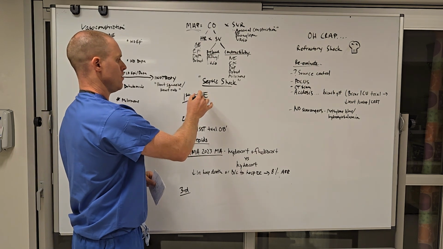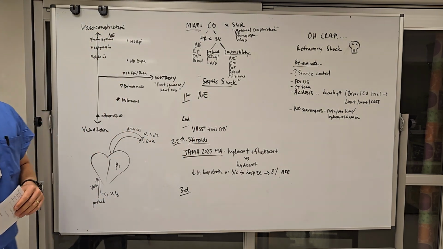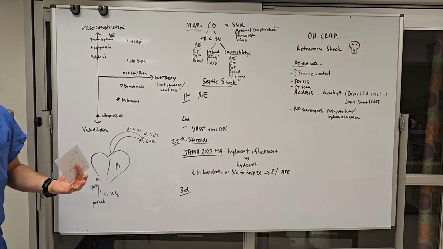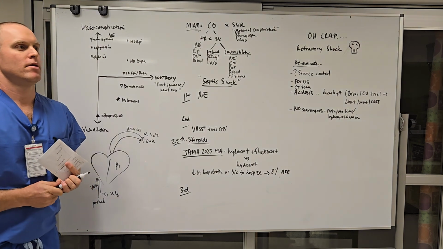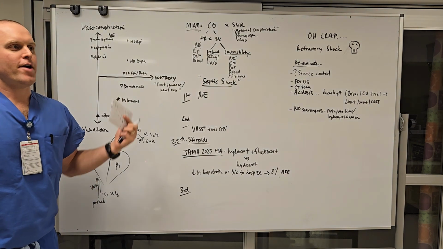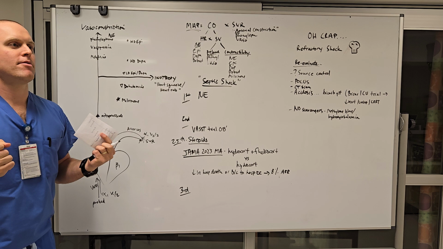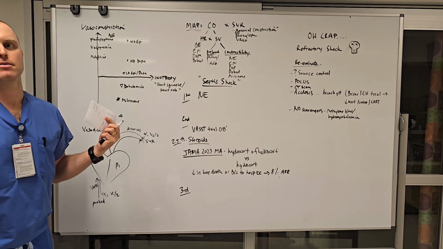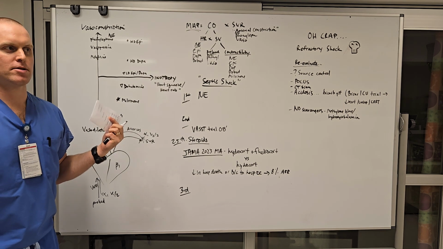Okay, so norepi, like anything we do in the ICU, has some side effects. So if you're vasoconstricting, can you think of some areas of the body that would be pretty sensitive to vasoconstriction potentially?